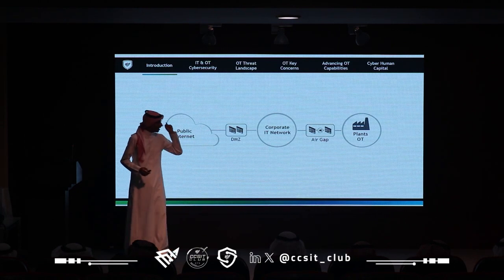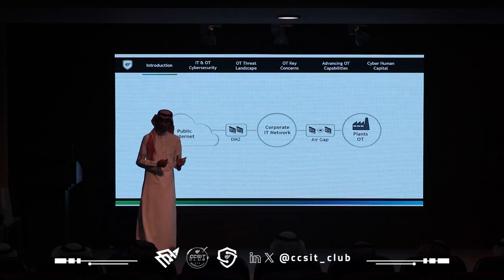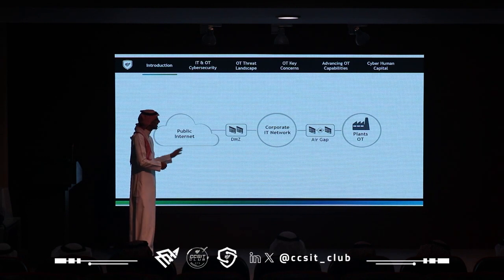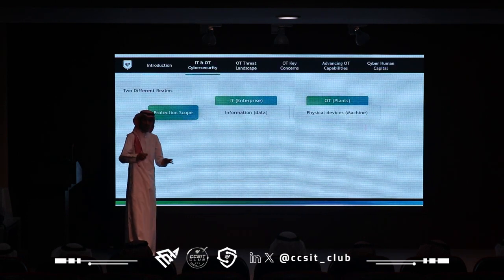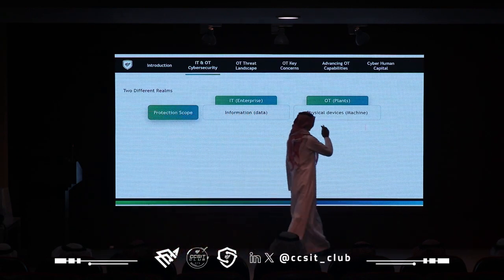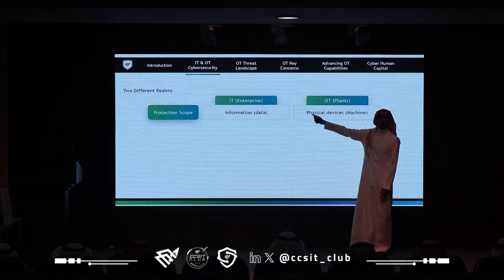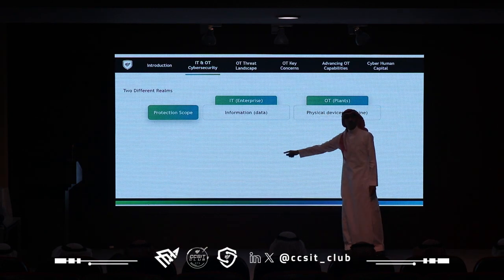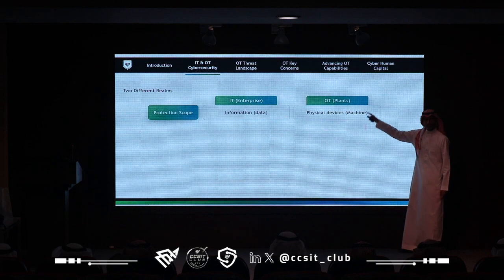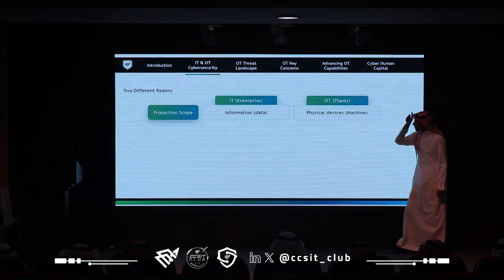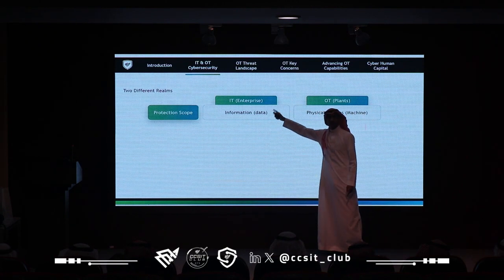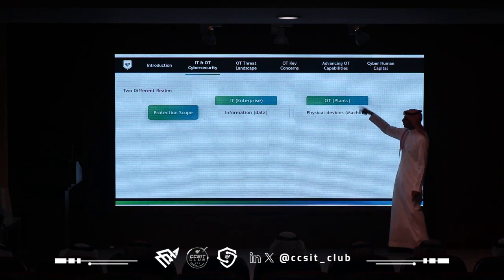Since digital transformation is calling for IT and OT convergence, we need first to understand the key differences between IT and OT when it comes to cybersecurity. Just to recap on what my colleague Salim had mentioned. Number one, the definitions. IT is about technologies that process information. OT is about technologies that process physical things. So the protection scope in IT is protecting data and information, while in OT it's about protecting physical devices.